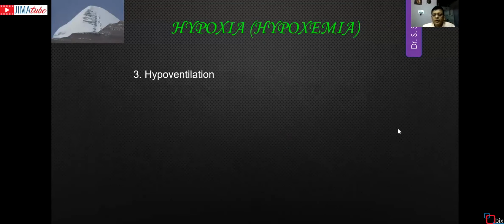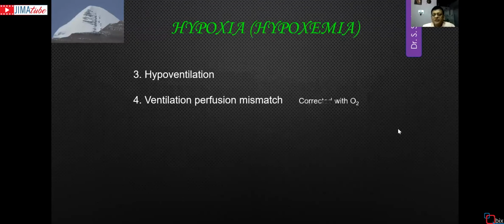Third is hypoventilation, and hypoventilation is identified by associated hypercapnia. Fourth is ventilation perfusion mismatch, and that can be identified as it is corrected by giving oxygen. Ventilation perfusion mismatch is the commonest cause of hypoxia. So in wards and in ICU, we give oxygen, and this ventilation perfusion mismatch will be corrected.